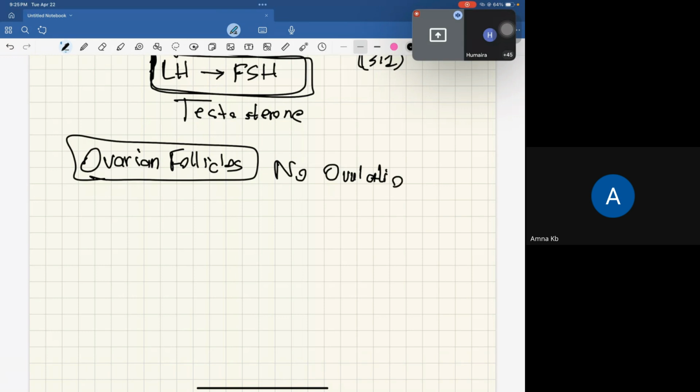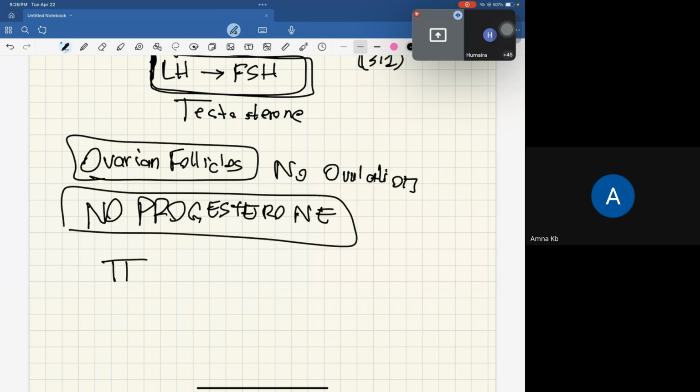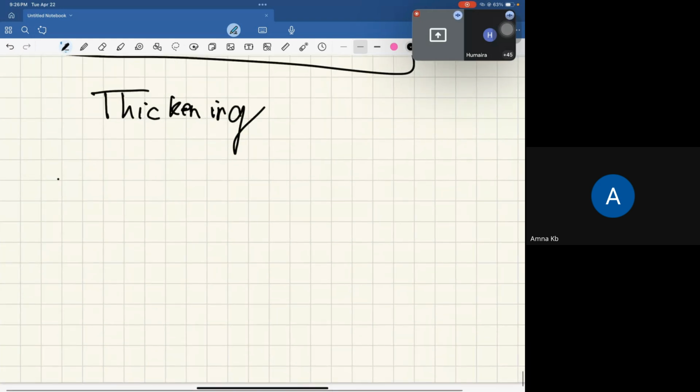And when anovulation occurs, no progesterone is secreted. When no progesterone is secreted, it leads to thickening of the endometrium. And when the endometrium is thickened, it can increase the risk of endometrial hyperplasia and endometrial carcinoma. At the same time, since no ovulation is occurring, fertility will be reduced in females. So, what is the criteria? We call it the Amsterdam criteria for PCOS.